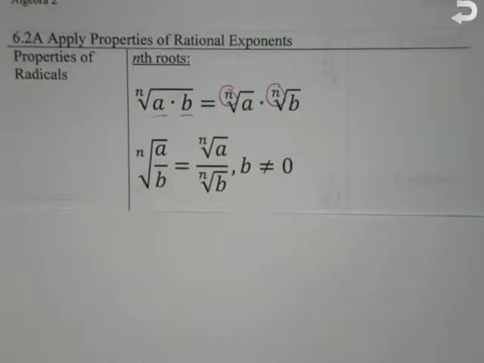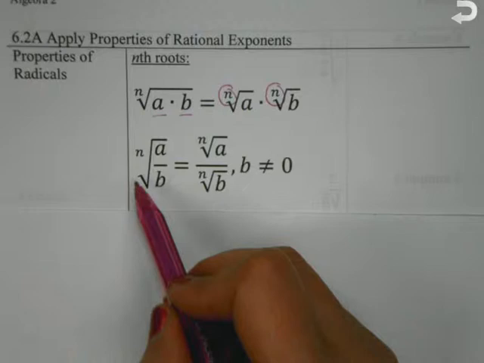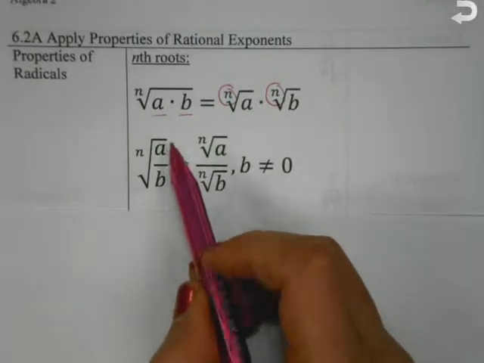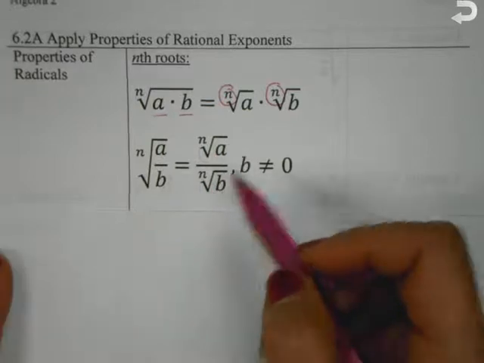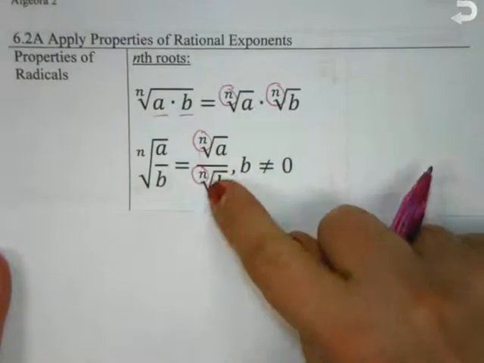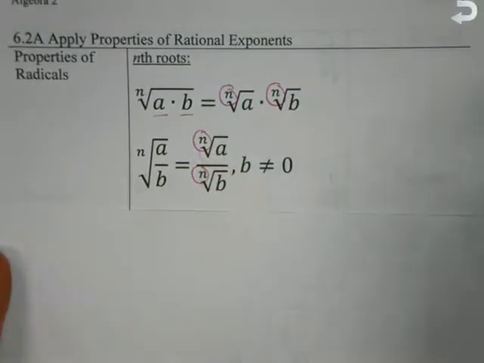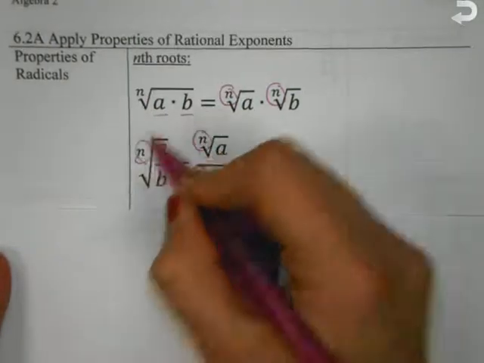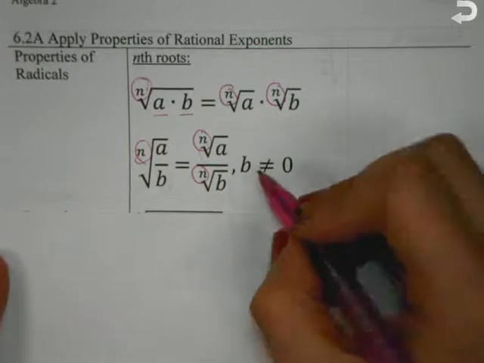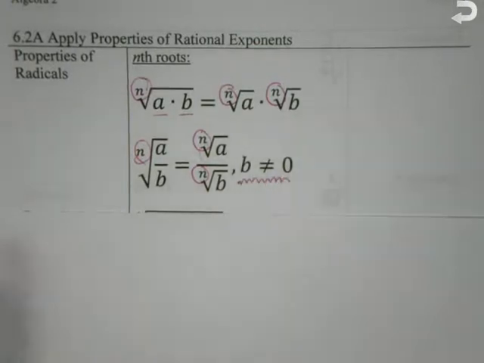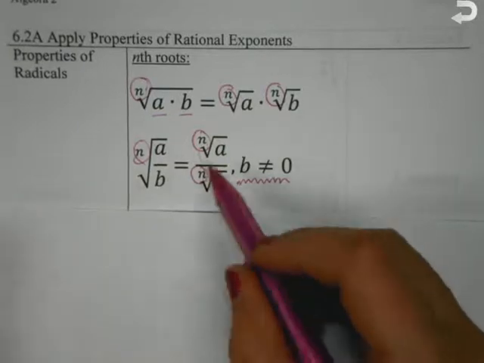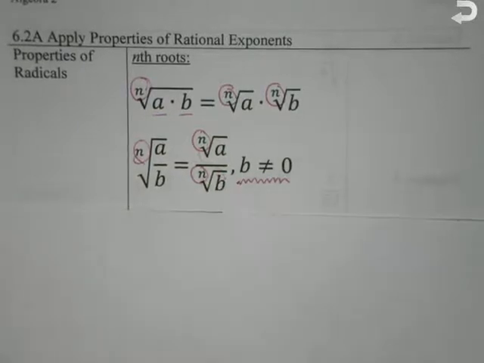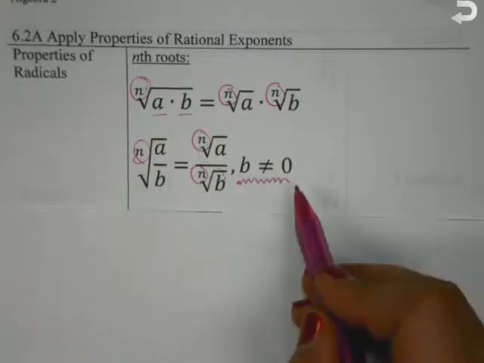Same type of idea goes for division. If we have a fraction inside of the nth root, we can break it up to the nth root of the numerator over the nth root of the denominator. The only thing we have to remember is that if we want the index to be the same, we have to make sure that we write the index the same as what the original problem has. One thing we do have to write, just to cover our bases, is that b cannot equal 0. And the reason being is because we can never have 0 in the denominator, because that will give us an answer of undefined. Okay? So we just have to specify that b cannot equal 0.